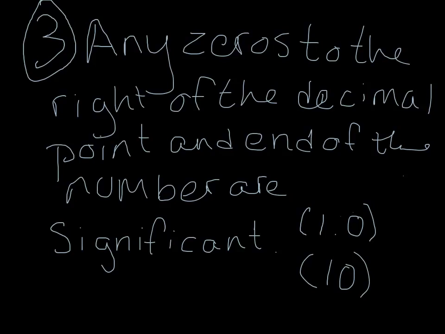Alright, rule number 3. Any zeros to the right of the decimal point and at the end of the number are significant. So for example, 1.0, since the 0 is after the decimal point, has 2 sig figs. And 10, since there is no number to the right of the decimal point, only has 1 sig fig.